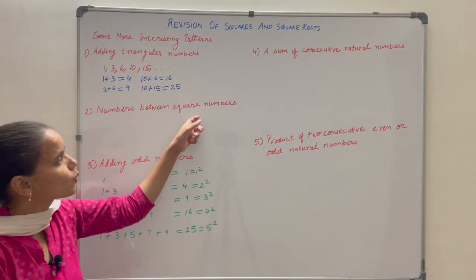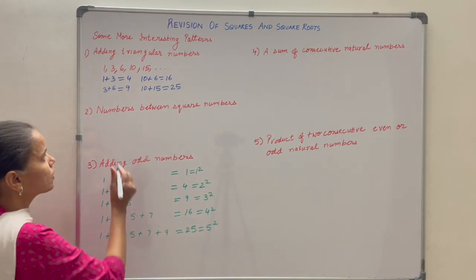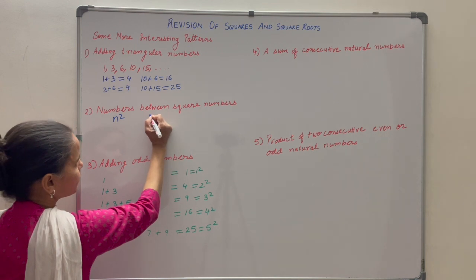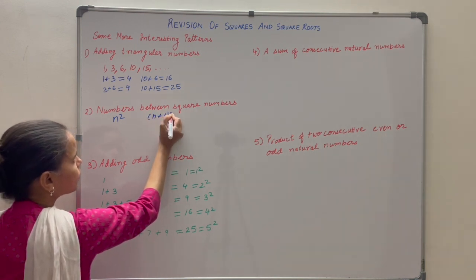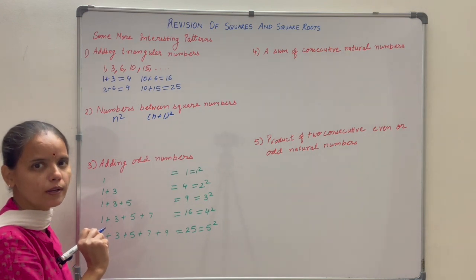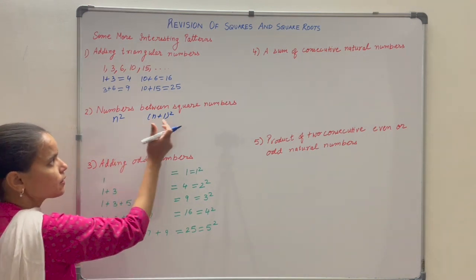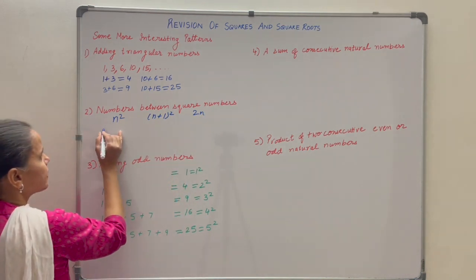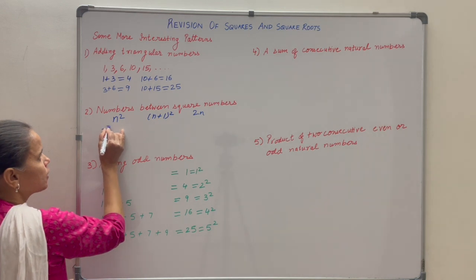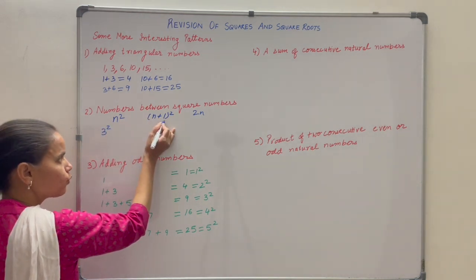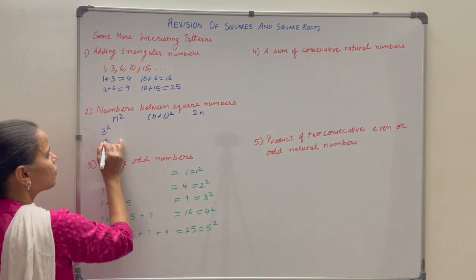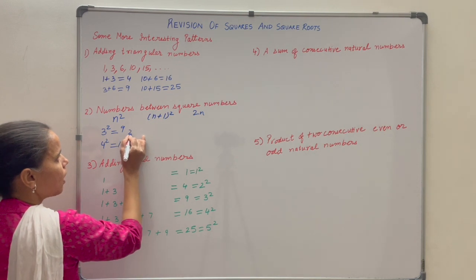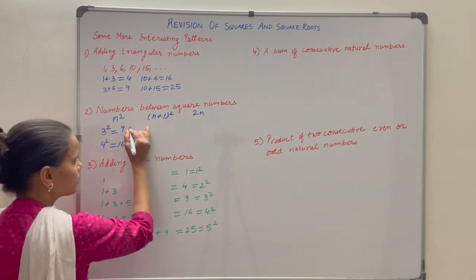Numbers between square numbers. Let us find out, if there is a perfect square, say n square, and one more perfect square n plus 1 whole square, how many non-perfect square numbers are there between these two perfect squares? 2n. Let us understand this with the help of an example. Say I take the value of n as 3. So 3 square. n plus 1 will be 3 plus 1, which is 4, so 4 square. 3 square is 9, 4 square is 16. How many non-perfect square numbers are there between?